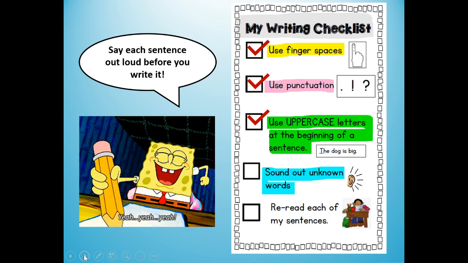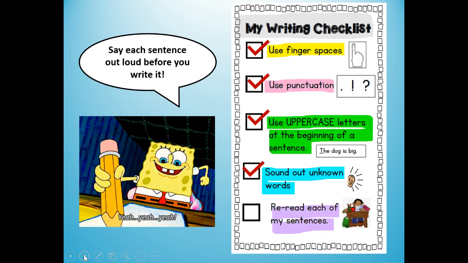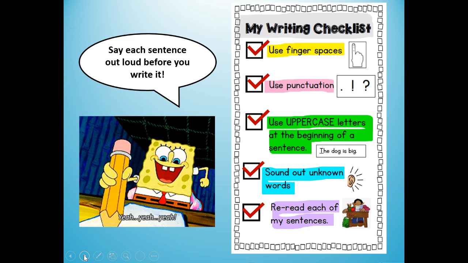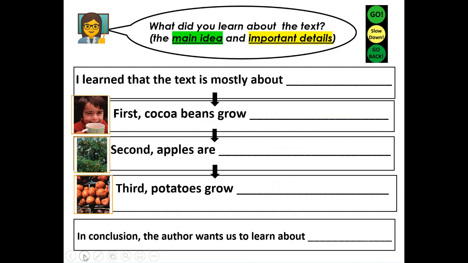Also, when you come to a word you don't know how to spell, sound out unknown words. Write the sounds you hear. And then my favorite, reread each of your sentences to make sure they make sense and that you didn't leave a word or words out.